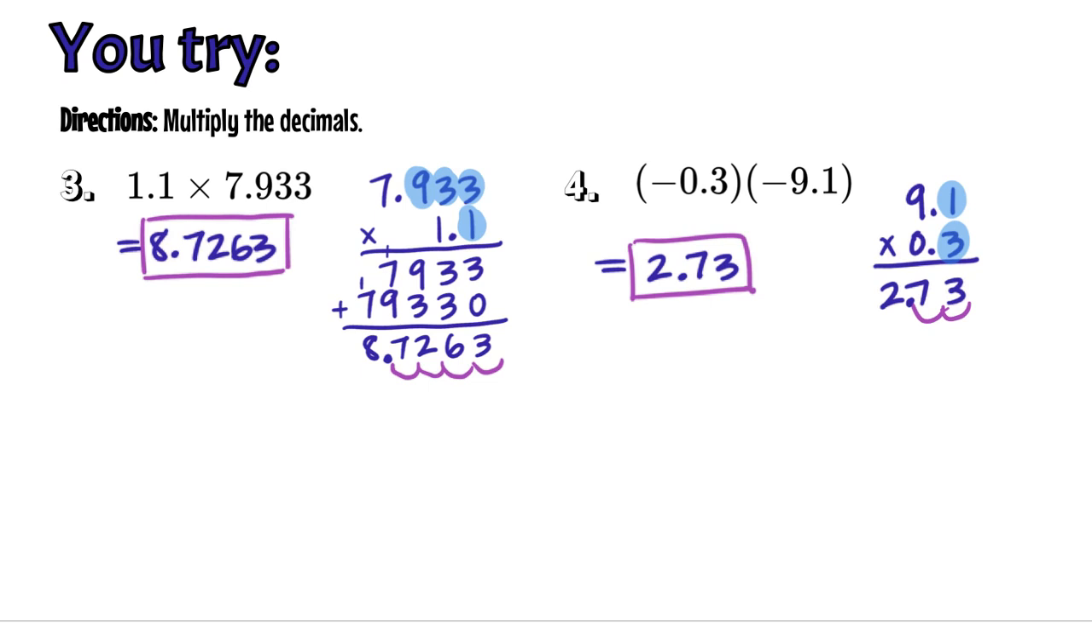All right, so hopefully you paused the video and you found that 1.1 times 7.933 is equal to 8.7263. And in number 4, we have a negative 0.3 times a negative 9.1. Remember that a negative times a negative is a positive, so I just set it up as if we were multiplying two positive numbers together, which we get 2.73.